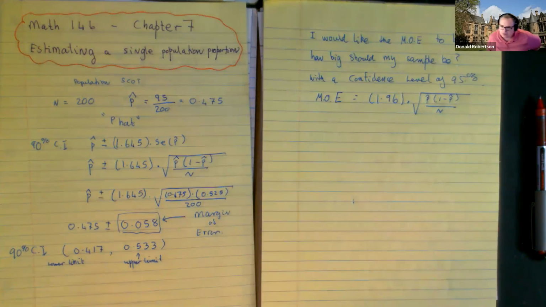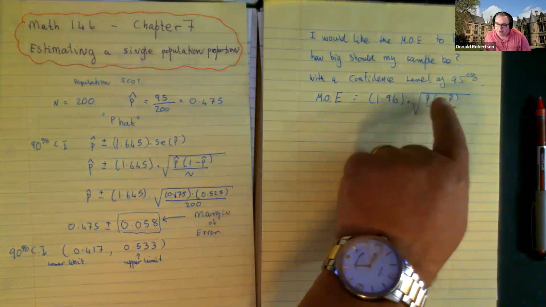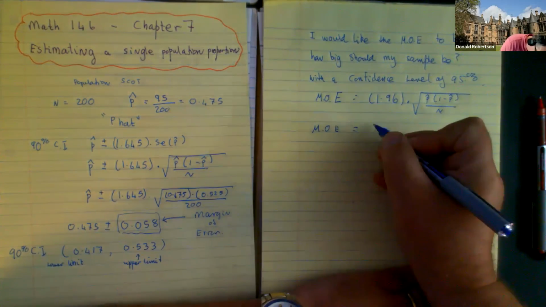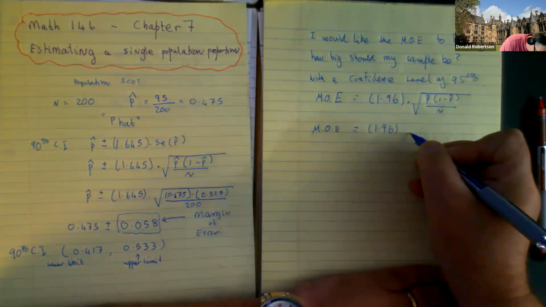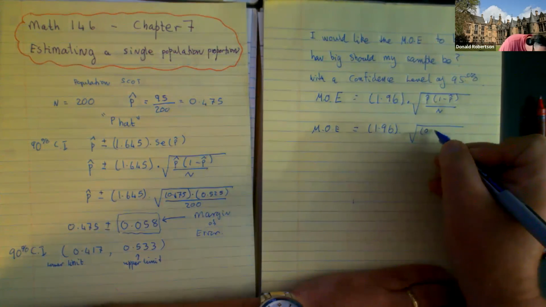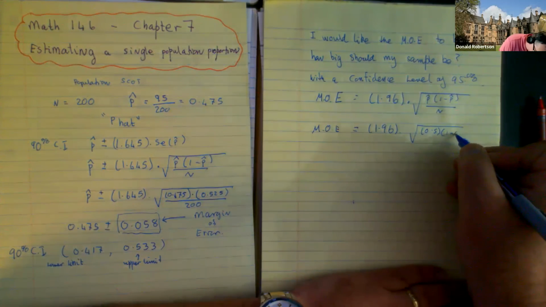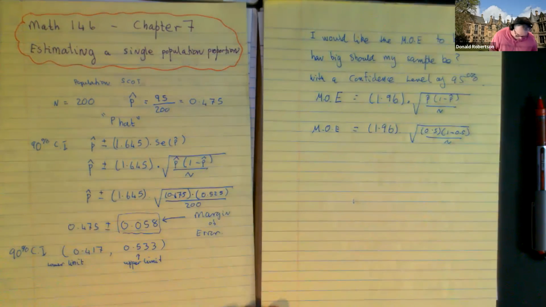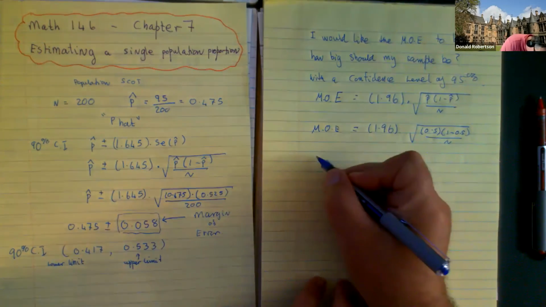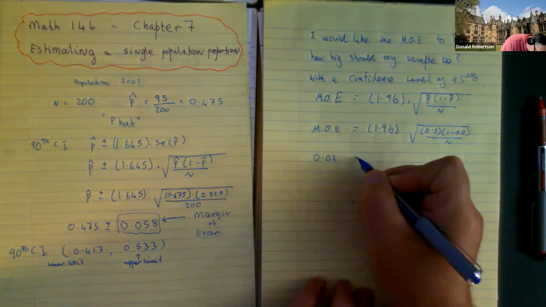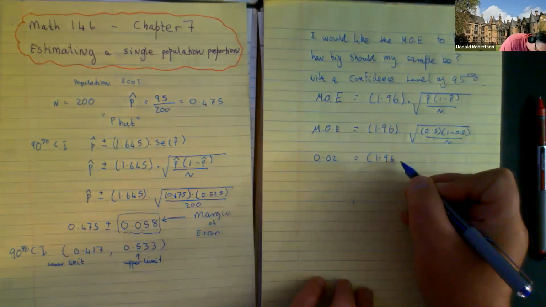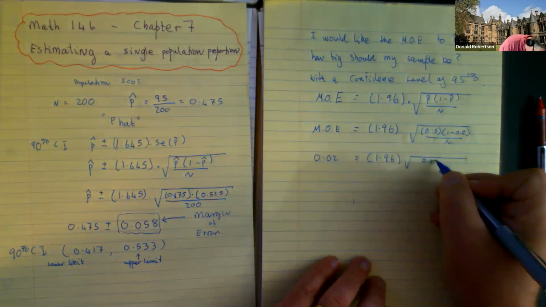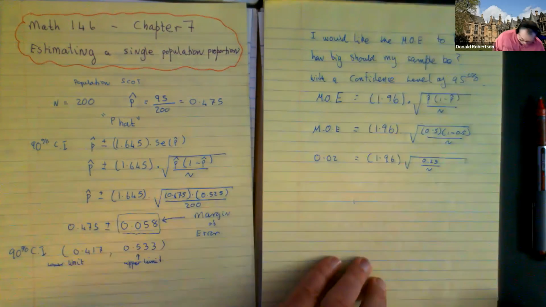Now, if you know what p hat is, you have to plug in the number, but chances are you won't know what the p hat is. So it's going to be 1.96 times the square root of a half, take away a half. And I want the margin of error to be 2%. And that's a half times a half, so that's 0.25 over n.